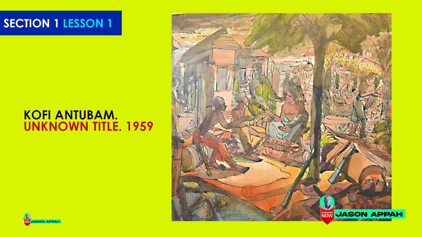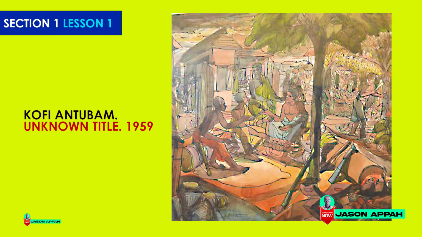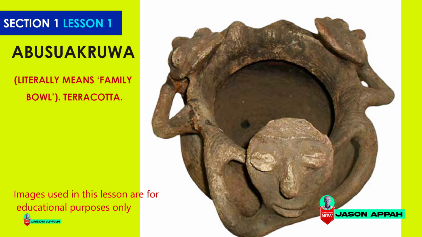This work is also by Kofi Antubam, one of the renowned artists. Can you describe the activities you observe in the work? And what material do you think the work was produced with? And what suitable title would you give to this work? Now let's look at this last one. Ebusua Hwa literally means family bowl. What type of work is this? How are the shapes arranged in this work? What do you think are the uses of this work in the community?